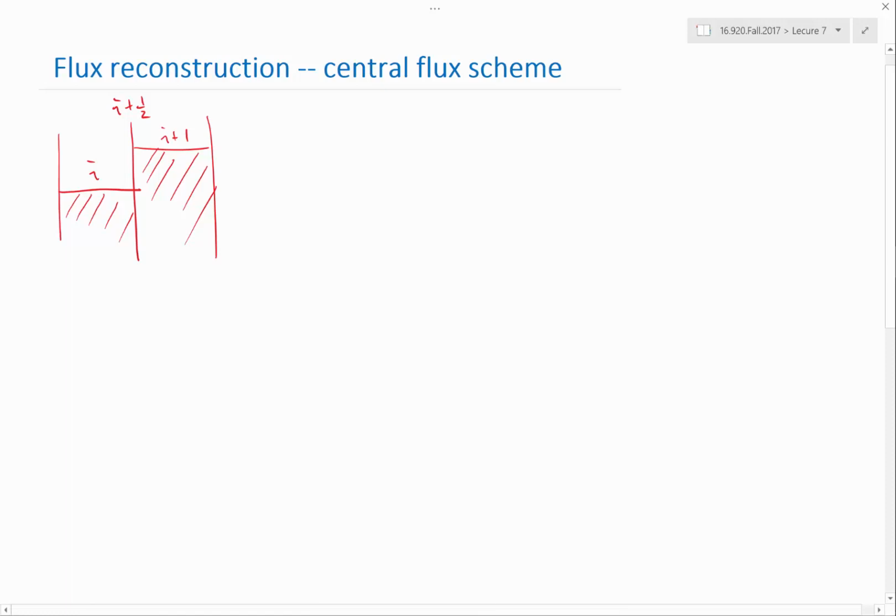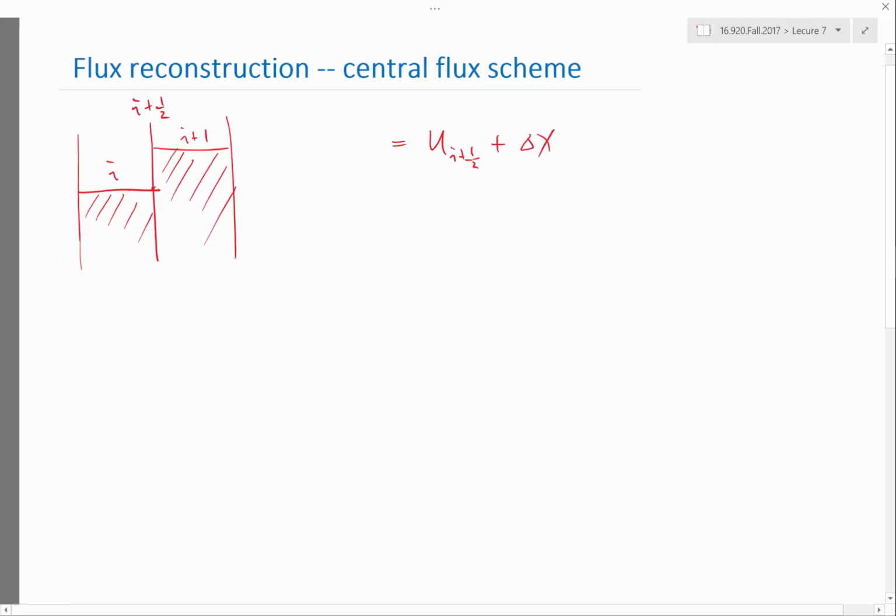Let's do Taylor series expansion again, upon this I plus half point. So, for example, I know my u at any x equal to I plus half plus delta x is equal to u at I plus half, plus delta x times partial u partial x, plus half delta x squared, etc. Right?